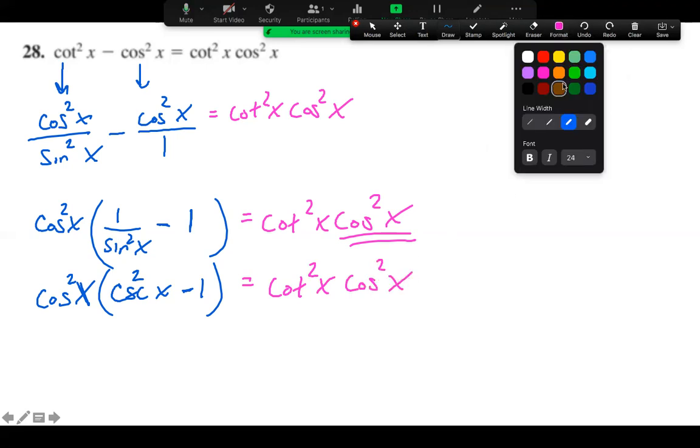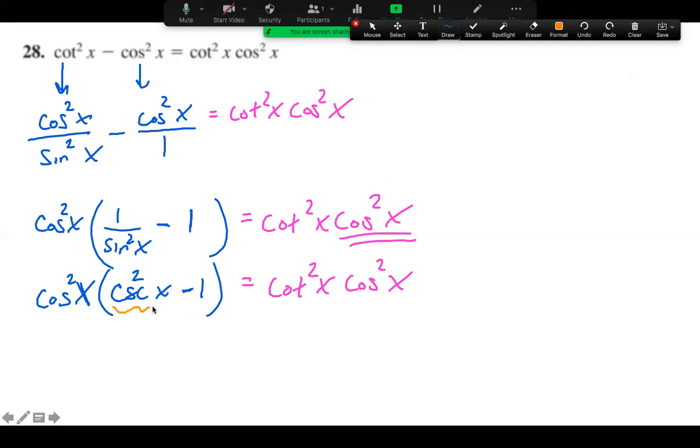So again, now I'm extremely suspicious when you have a trig function squared -1, be very, very wary that it's a Pythagorean identity. So I'm going to look at my notes, and the identity that involves cosecant squared is 1 plus cotangent squared is equal to cosecant squared. That's a Pythagorean identity.